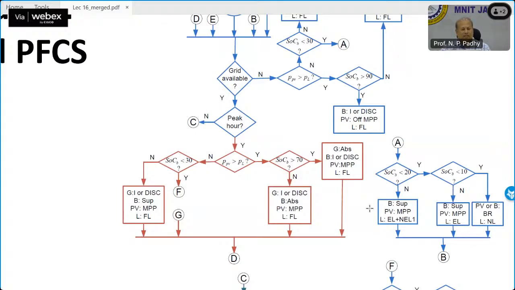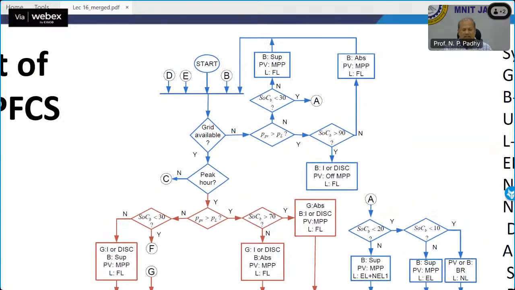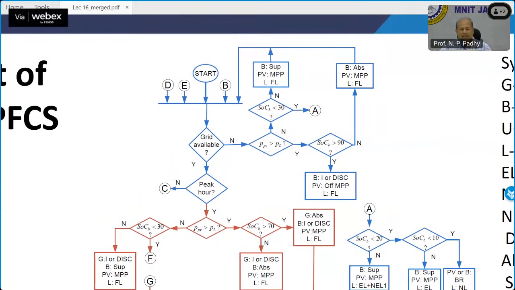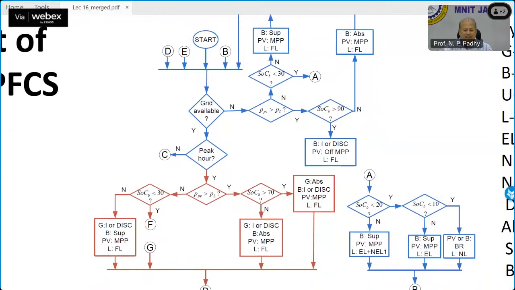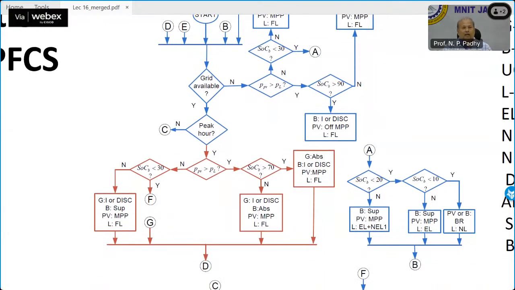Now let us move to another point. Grid supply, which one? And external. SOC less than 30? No. It is N, no. N means it has enough energy in the battery. It is not less than 30.